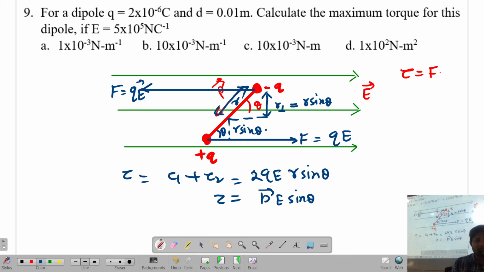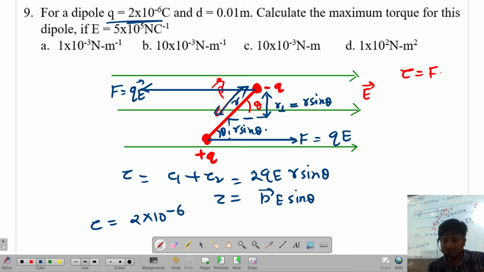So therefore here you can calculate. What is the value of charge? 2 into 10 to the power of minus 6. What is the distance between them? Is 2a given or 2r given? For a dipole, if d is given, what to say? Actually, this is a very confusing kind of thing. We have to go question wise.